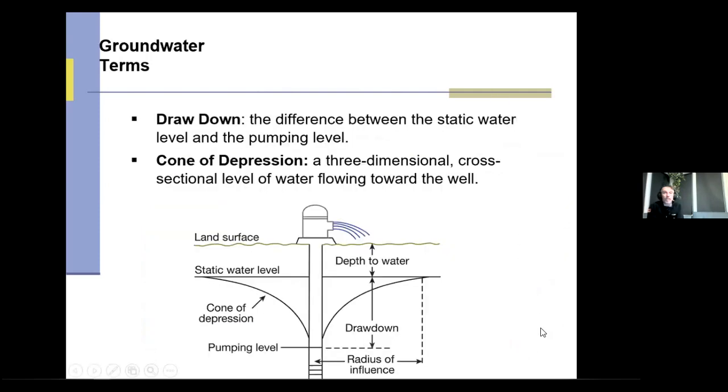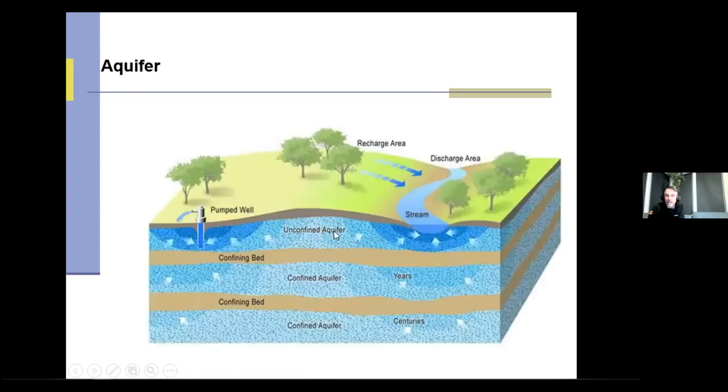Let's talk a little bit about some groundwater terms. And these show up on the tests quite regularly, so pay attention to these ones. When I put a well in there, I'm going to make sure my well is sitting in the unconfined zone, just like this.